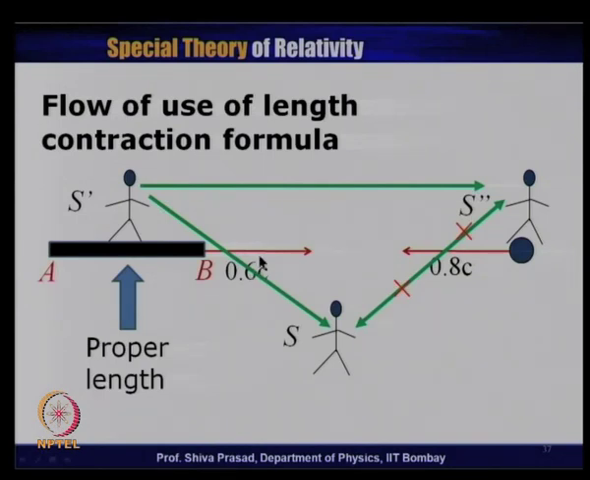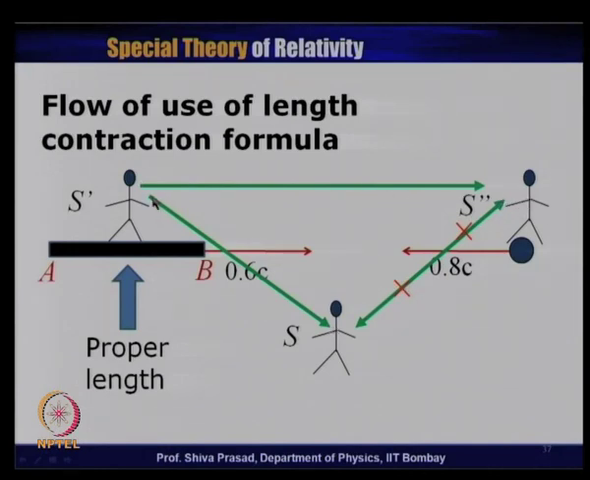Now, as far as the length contraction is concerned, I realize that it is only this frame in which the length is proper. So, this is the frame in which length is proper. Now, I can go from this frame by applying the length contraction formula, but I cannot go from this frame, because this channel is blocked, because neither in this frame nor in this frame the length is proper. So, I must use the proper length which is given in this frame, and that has to follow this path or this path. I cannot use a path like this.